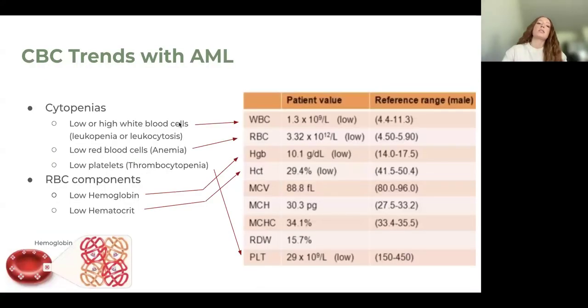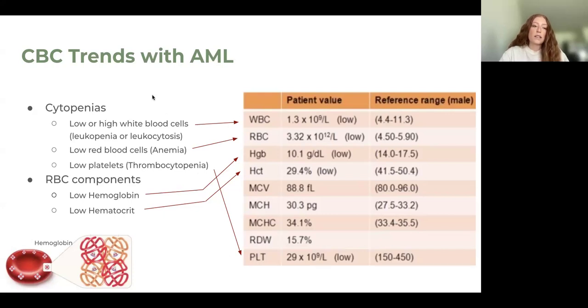So here are some common trends that we see with AML. At diagnosis, more than likely you will have some low blood cell counts, and that might be the reason why it flagged your doctor to do additional testing. You'll see low or high white blood cells. We talked a little bit before about why it could be low or high. You'll see low red blood cells, low platelets, which are down here.